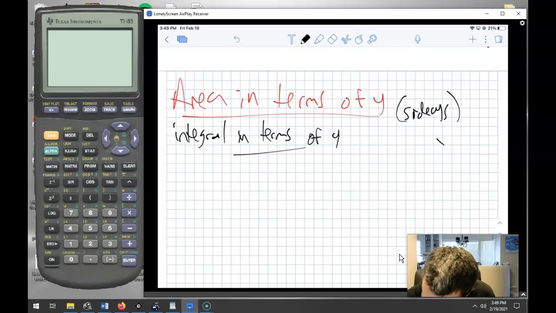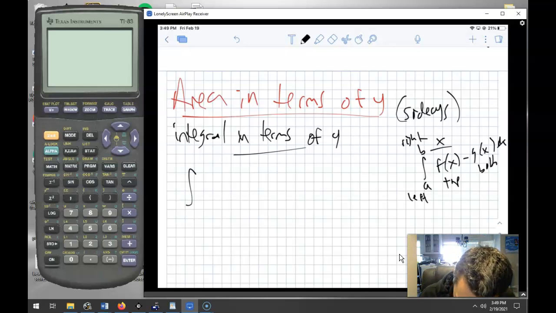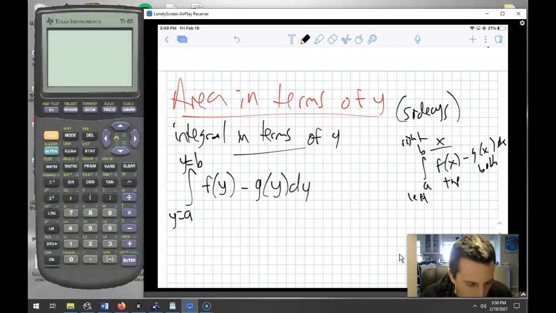So when we did it in terms of x, like in our last video, it was integral a to b, and that was like my left bound to my right bound. And I did a top function minus a bottom function. So this is the top and this is the bottom. Now we're going to do something extremely similar in this video, just flipped. So instead of going from the left to the right, we're going to go from y equals a to y equals b. Some function in terms of y minus some other function in terms of y.